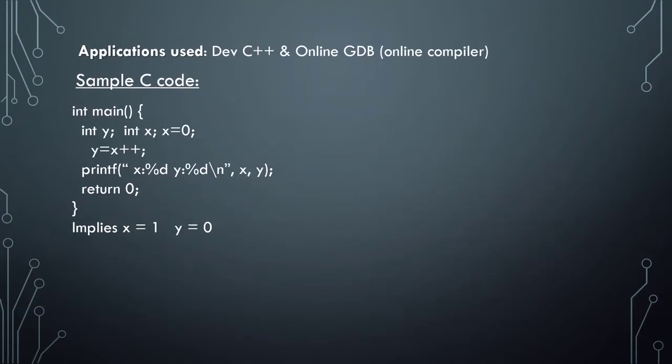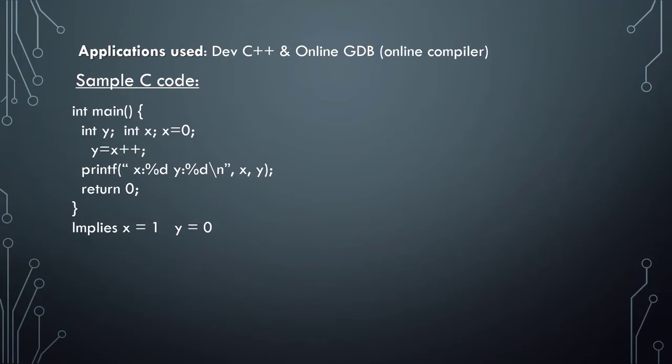Among the applications that I used concurrently with the C programming language, we had Dev C++, and also we had the online GDB, an online compiler that is used to run the C programming language.